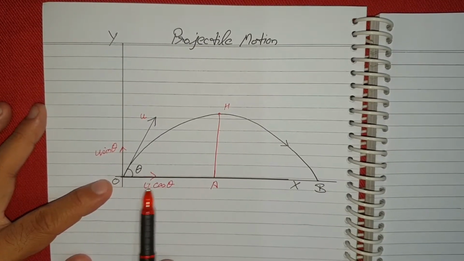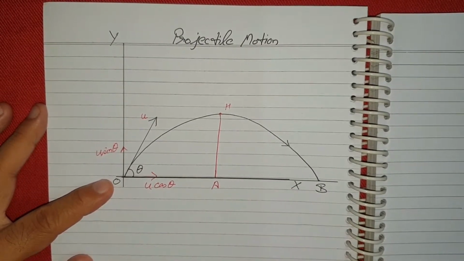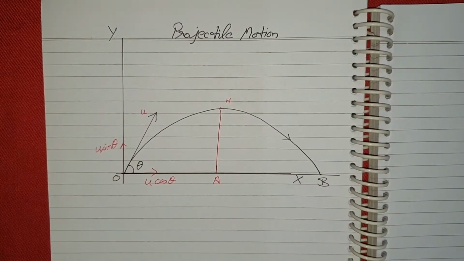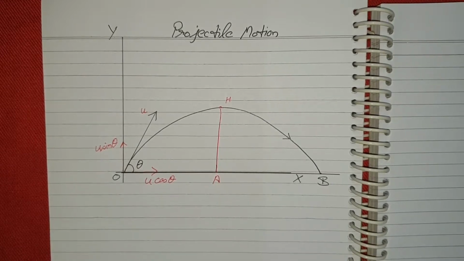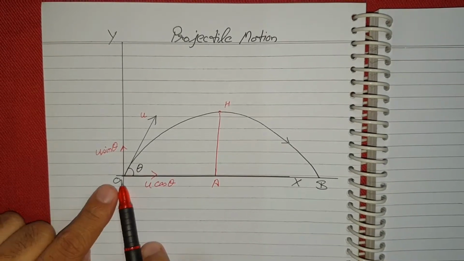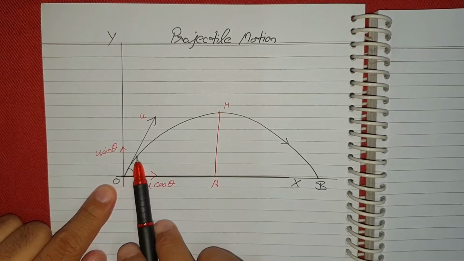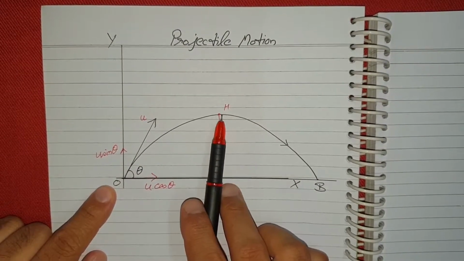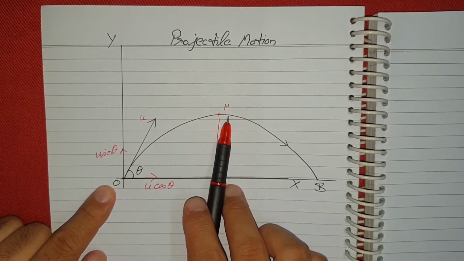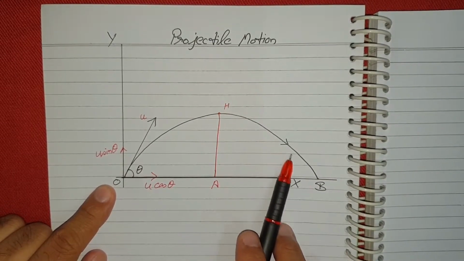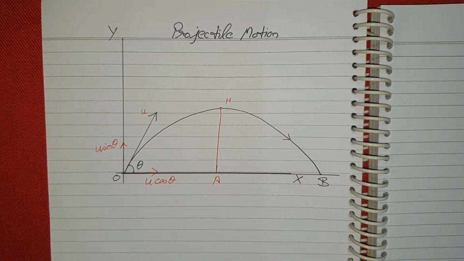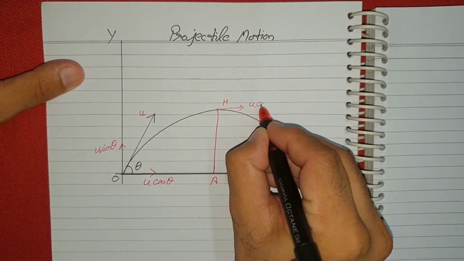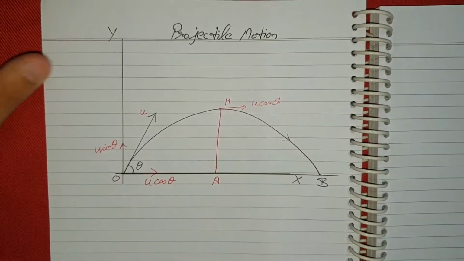Now u cos theta is going to be the same throughout the motion, but u sin theta will vary because of the acceleration due to gravity g. It is maximum at the point of projection and keeps on decreasing until it reaches 0 at the highest point. From H, as it goes down, it keeps on increasing and reaches the highest value just before hitting the ground. So at the highest point, the velocity will be just u cos theta, as u sin theta is 0 at this point.